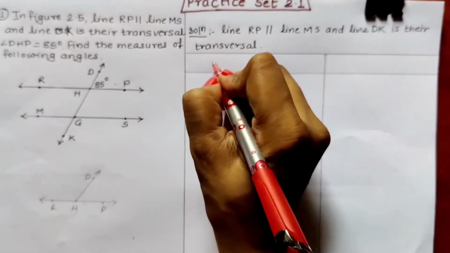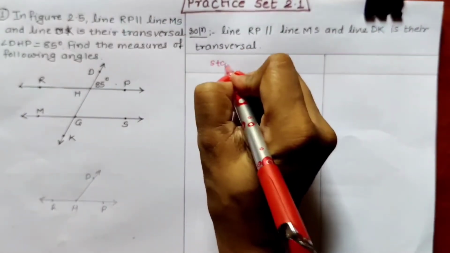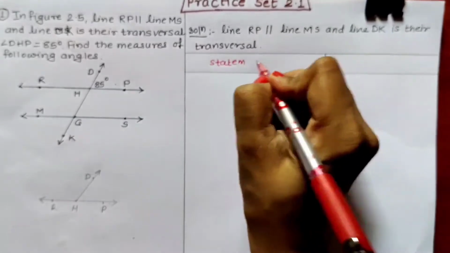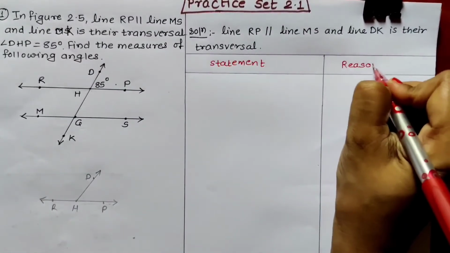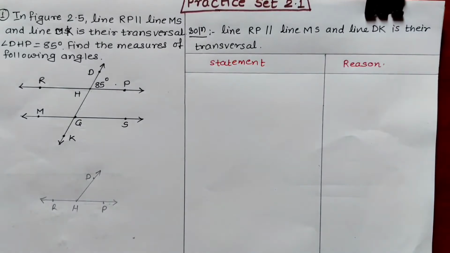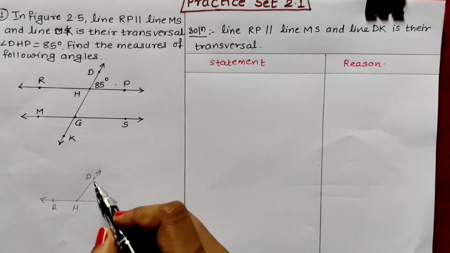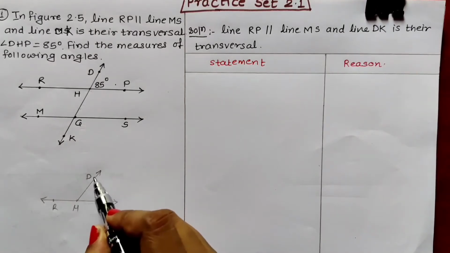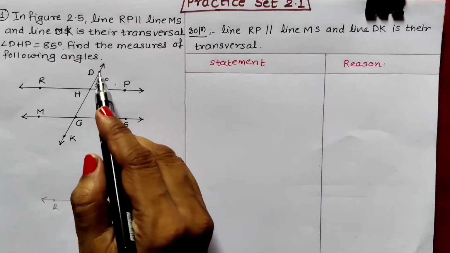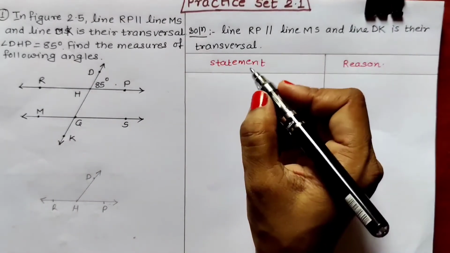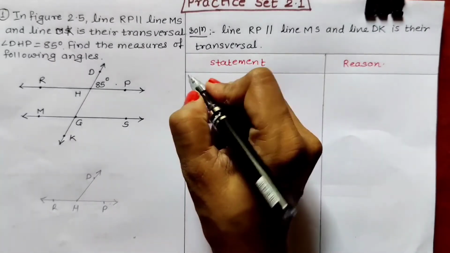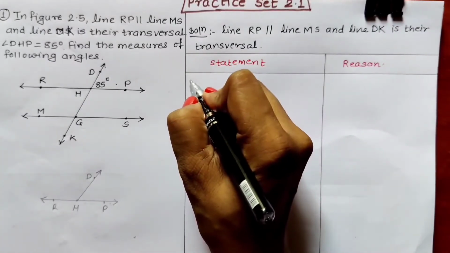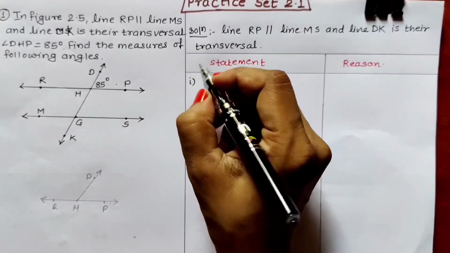So this part we will be writing statements, and this part is for the reasons. Now, as I have told you, I have shown here also these two angles, angle DHP and angle RHD. RHD and DHP are angles in a linear pair, and that's why their total is 180 degree. They are supplementary angles.